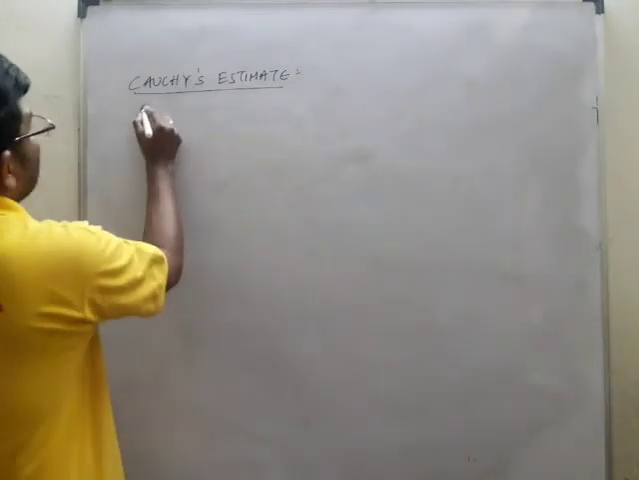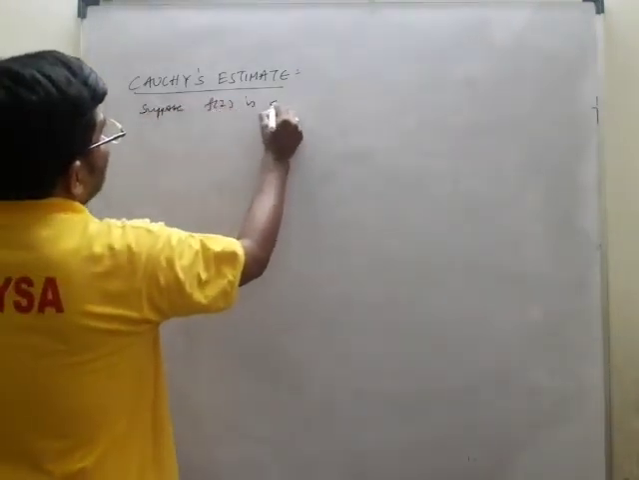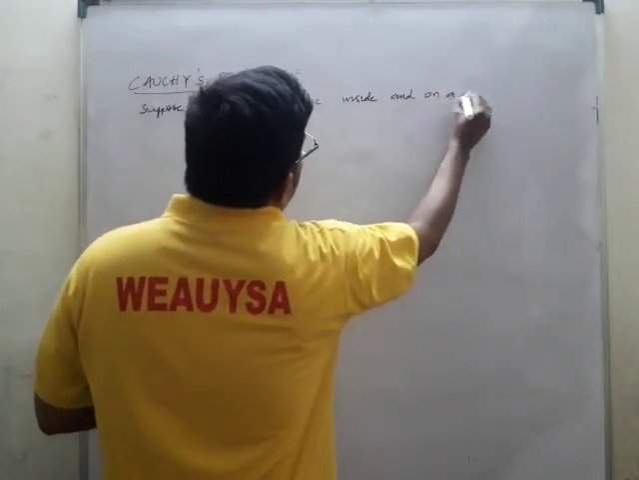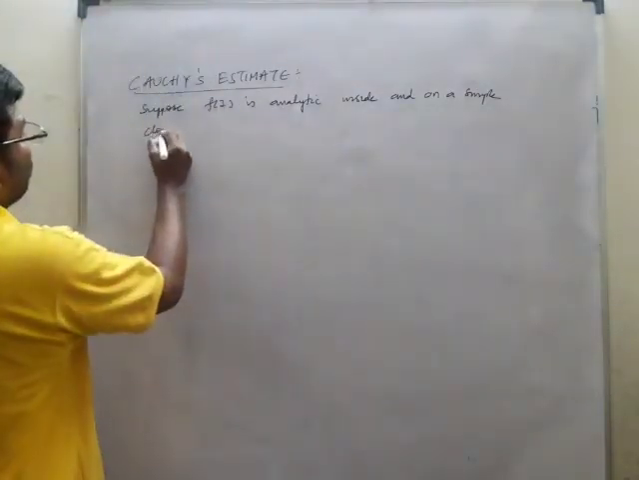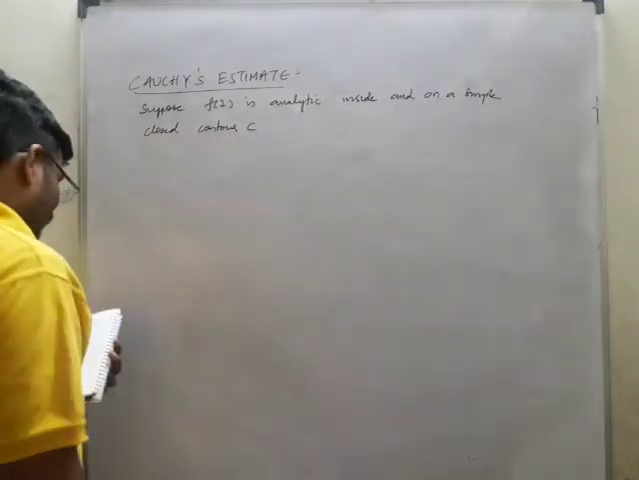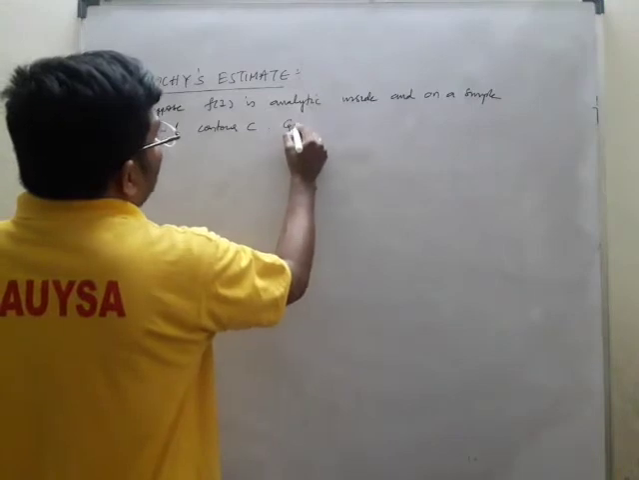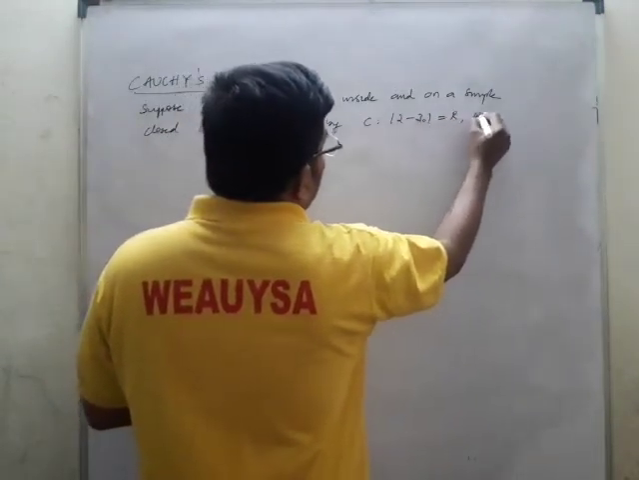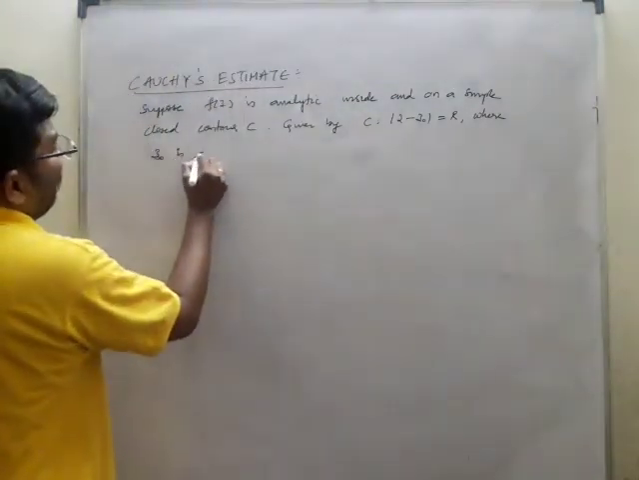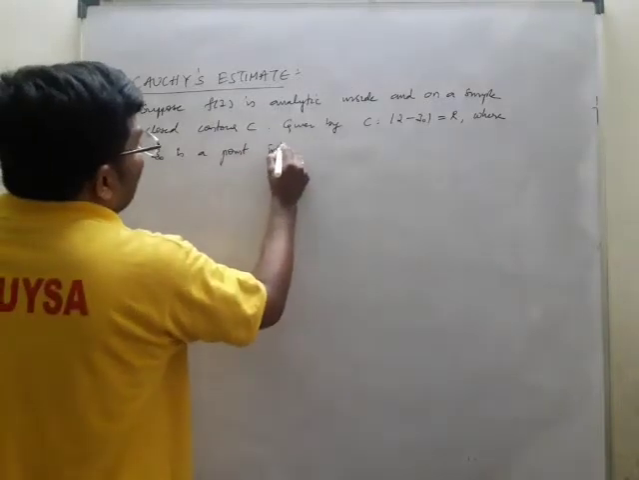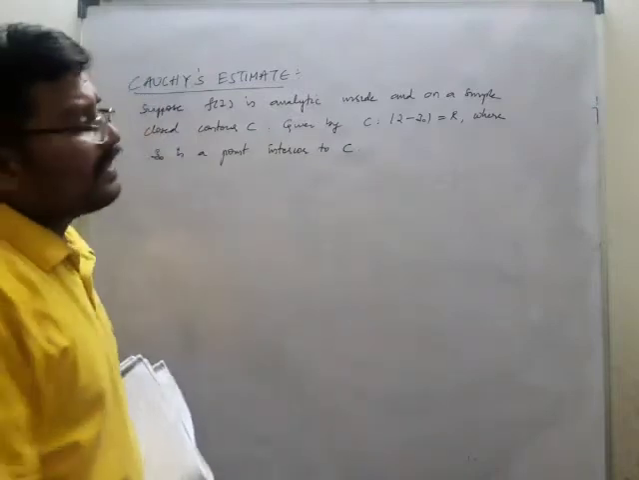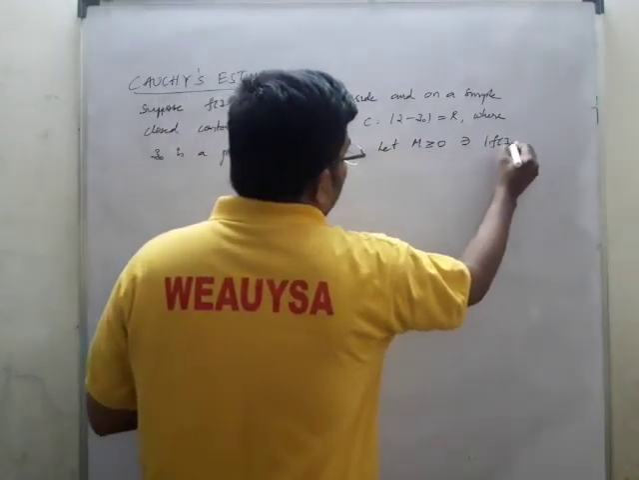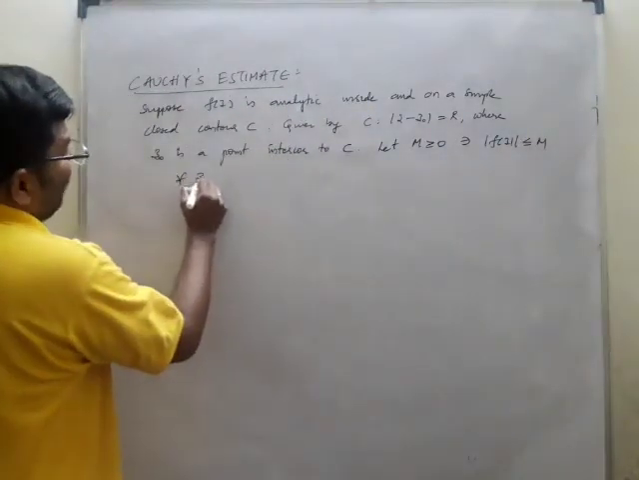The theorem states like this: suppose f of z is analytic inside and on a simple closed contour C given by mod z minus z naught is equal to R, where z naught is a point interior to C, and let M be greater than or equal to 0 such that mod f of z is less than or equal to M for all z belonging to C.